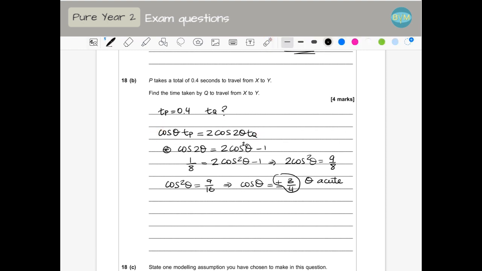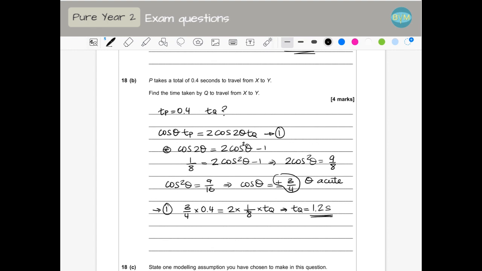And now I can go here and substitute again. So if I go there, back to this equation, cos θ is 3/4, tP is 0.4. They just told us. 2 times 1/8 times tQ. And from here, very quickly, we get that tQ is 1.2 seconds.